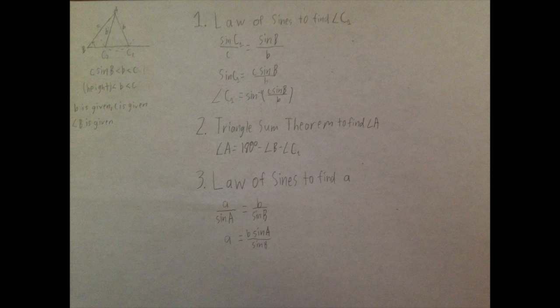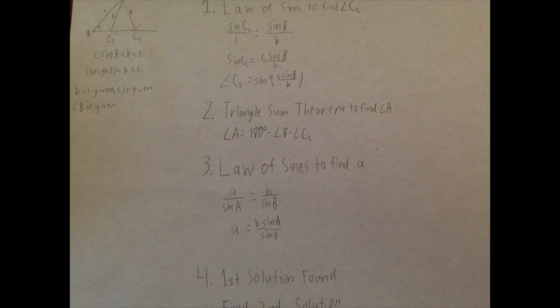Lastly, we can use the law of sines again to find length A. A over sine of A would equal B over sine of B. A would then equal B times sine of A divided by sine of B. We found the first solution, but there is still a second one.